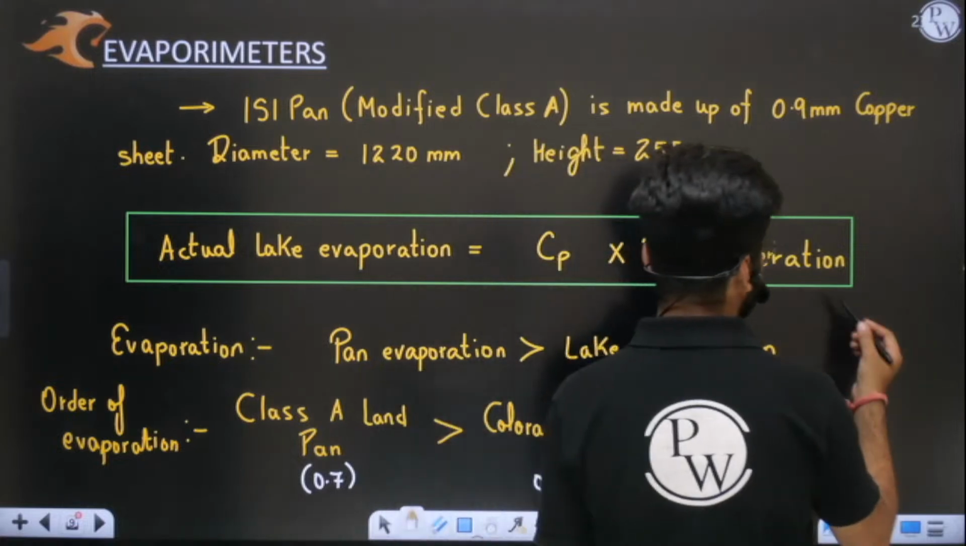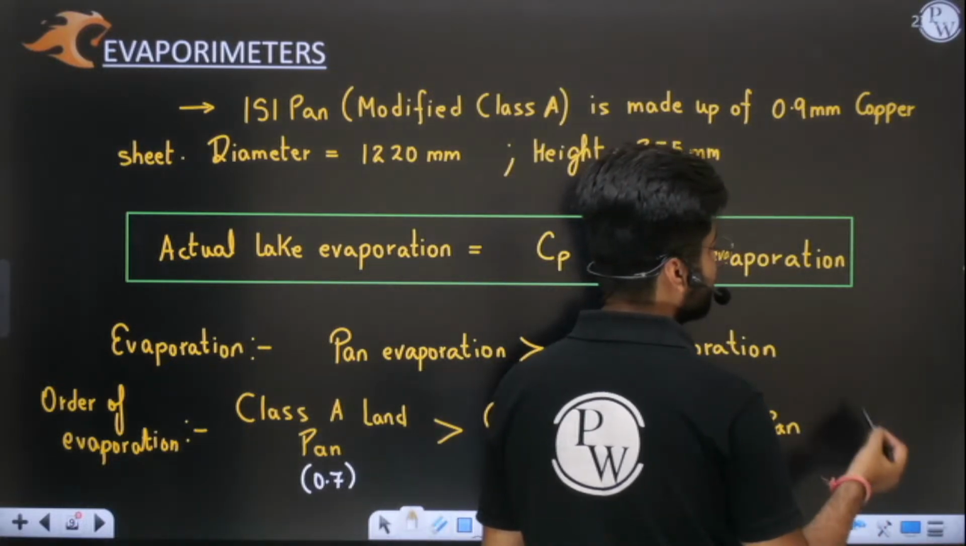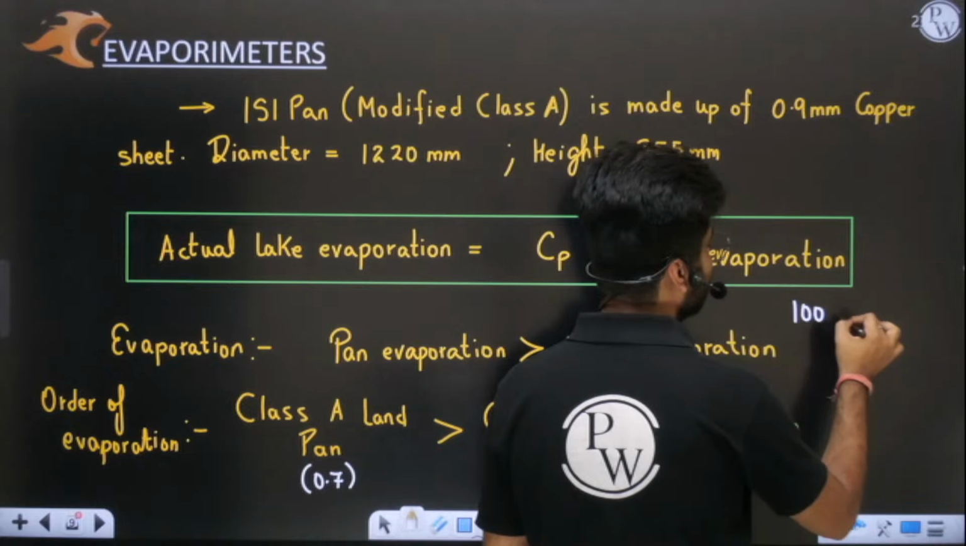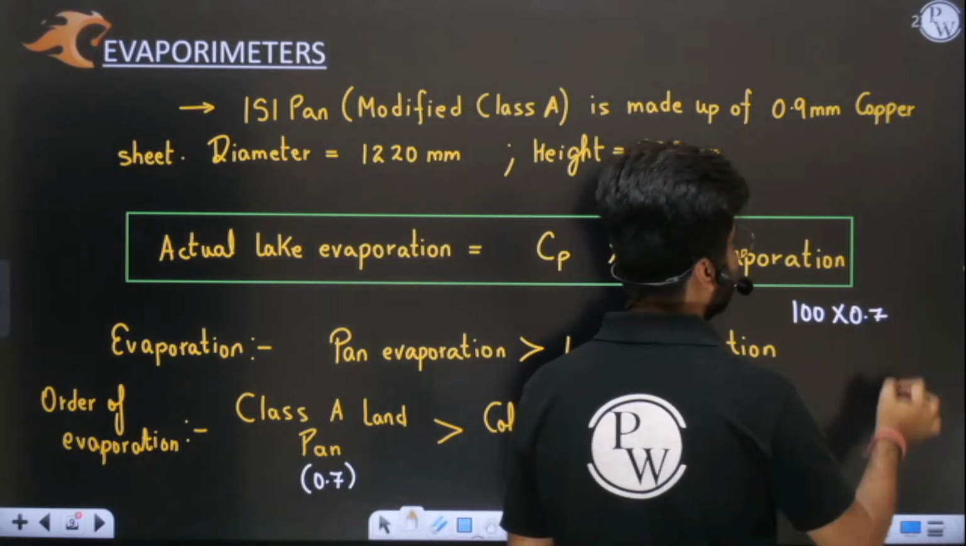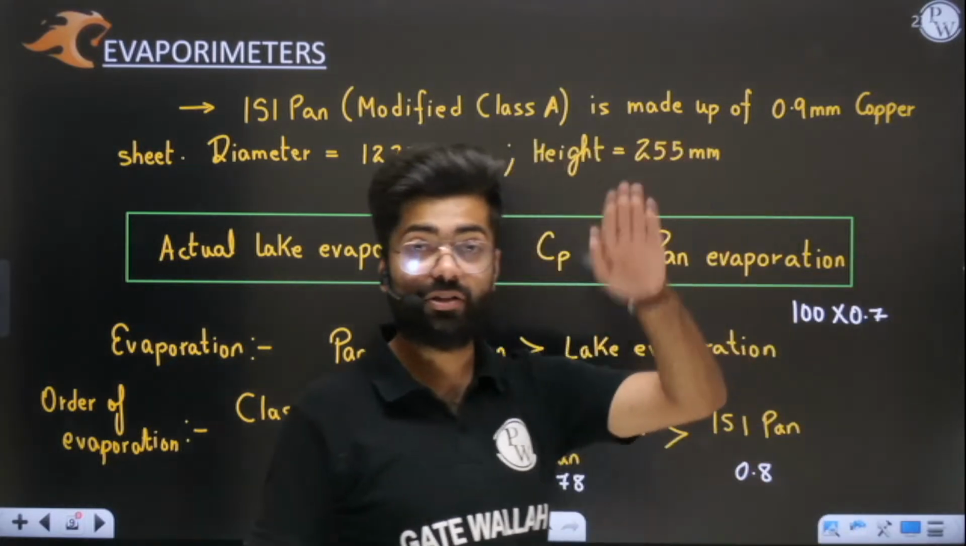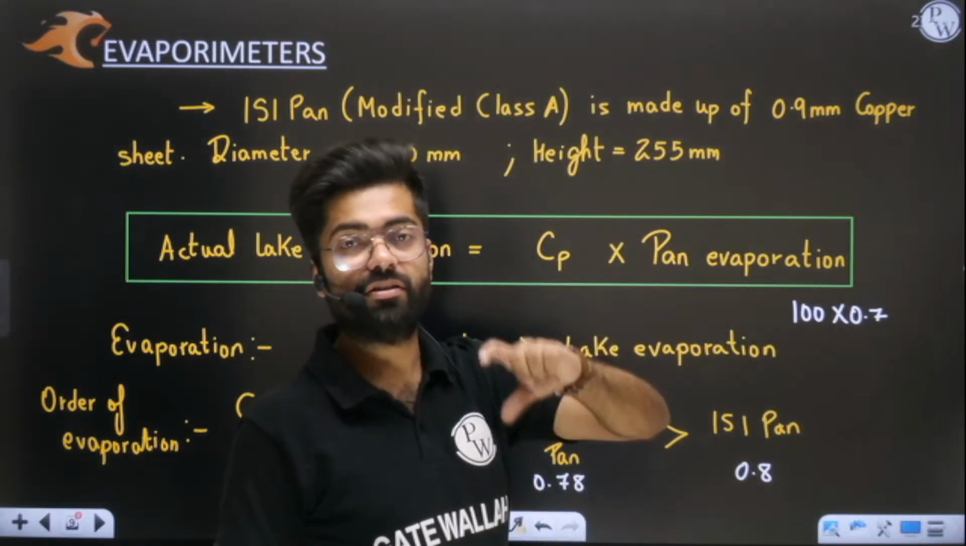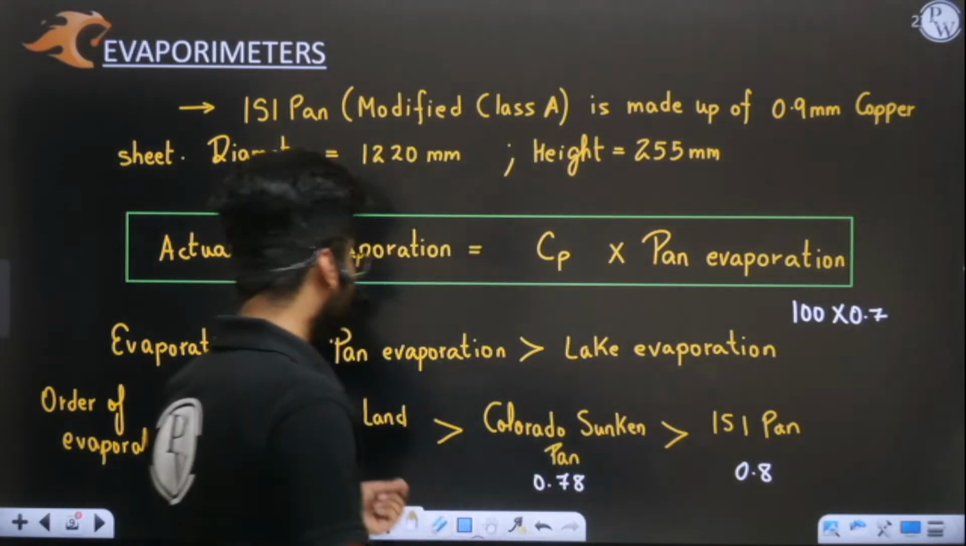See, it is giving you the highest value. So in order to make it equal to lake, you have to multiply it by 0.7, 70%. You have to reduce it. Since you want to reduce it, pan coefficient is least. Why is pan coefficient least here?